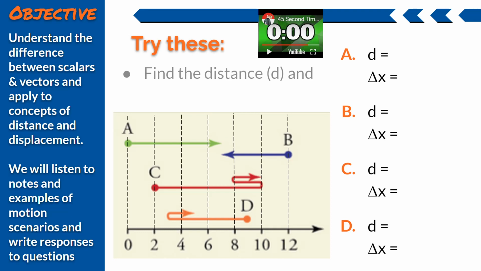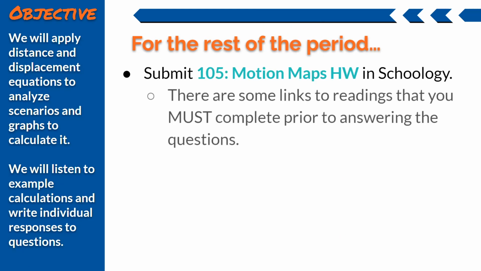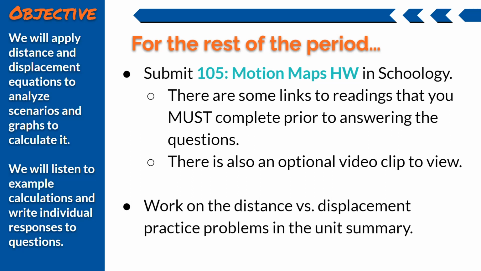Okay, for the rest of the class period, you have a homework assignment, 105 Motion Maps homework in Schoology. Most of you already opened it because that is where the reading was. Again, there are a couple other links in there on distance and displacement and scalars and vectors on a website called Physics Classroom, which is a good resource if you're ever looking for some extra help if you're struggling with anything in here. It's a good website. But you should definitely read those before you answer the questions. There's also an optional video clip that you can look at.